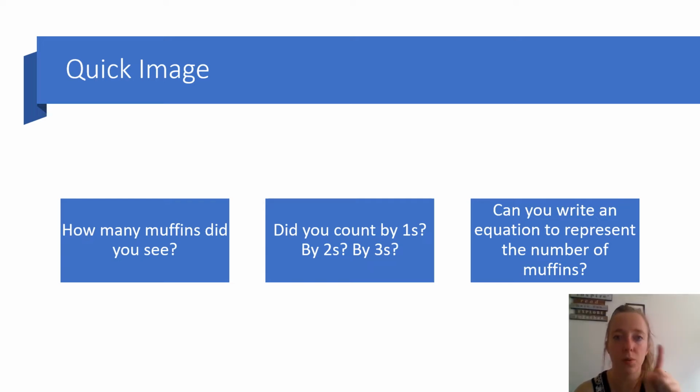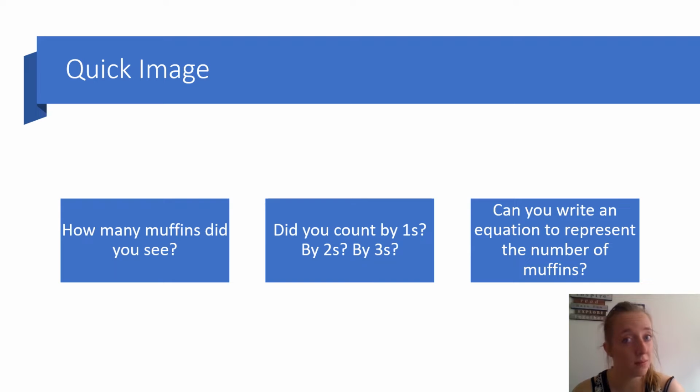Did you count each one by one? Or did you notice that there are 2 on top, 2 in the middle, and 2 on the bottom? Or did you count it by columns, the left column and the right column, each having 3? And all of that equals 6 muffins.